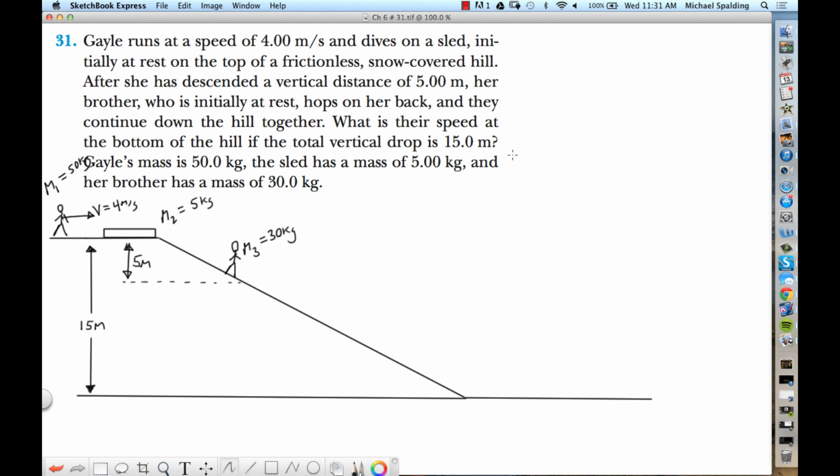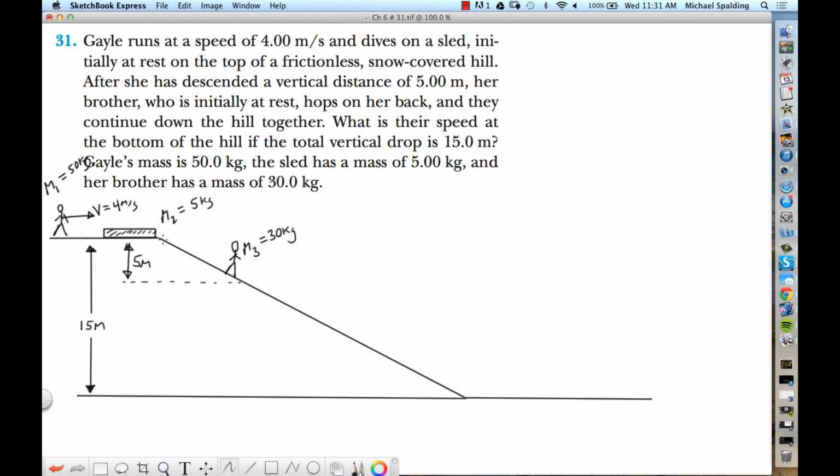All right, this problem is a sequence problem. You've got to find something, then find something, then find something, then you get to the answer. The problem begins at the top of this hill. This girl with a mass of 50 kilograms, I'm calling her M1, runs with a velocity of 4 meters per second onto this sled. So here's a sled right here.